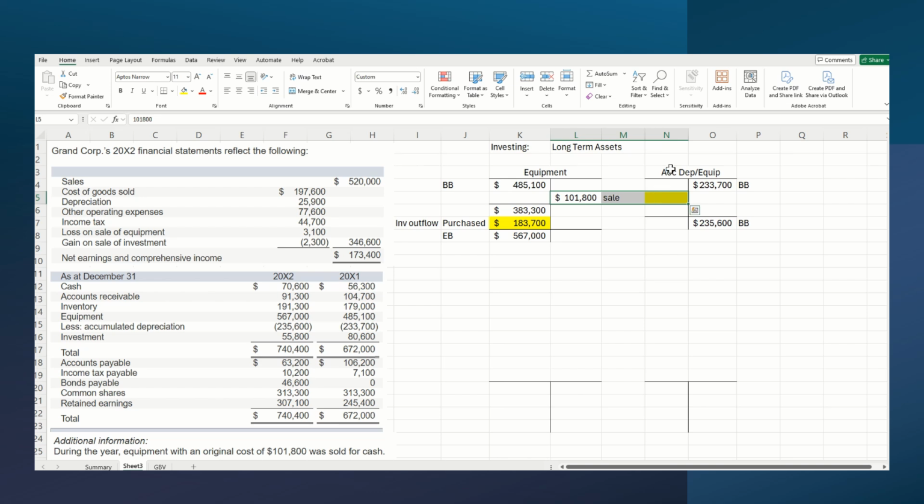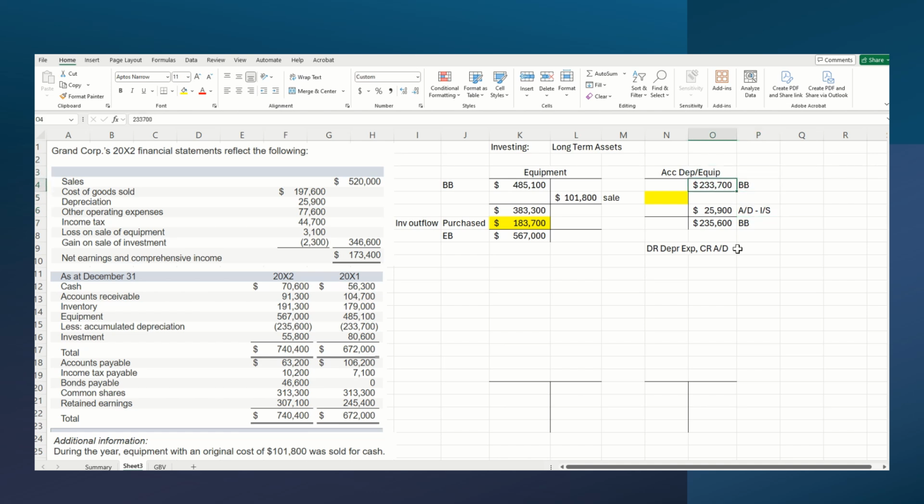So first, let's fill the rest of this accumulated depreciation T account out. When you're doing depreciation expense, you're going to do a journal entry, debit depreciation expense, credit accumulated depreciation. Well, how much is that? Well, it's on the income statement. The depreciation expense is 25,900. So that's the amount I'm going to put in here as my credit part of this particular journal entry. So hopefully everybody understands that depreciation expense from the income statement is the amount you always add into this accumulated depreciation T account.